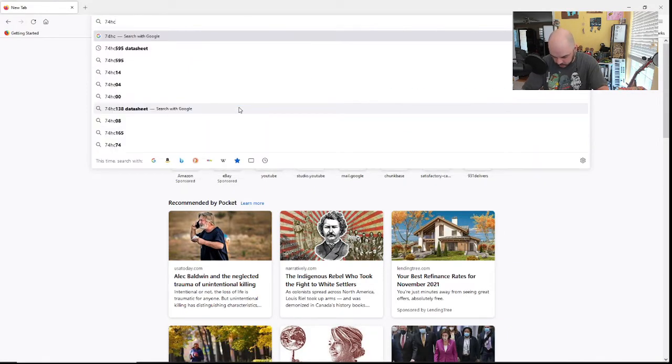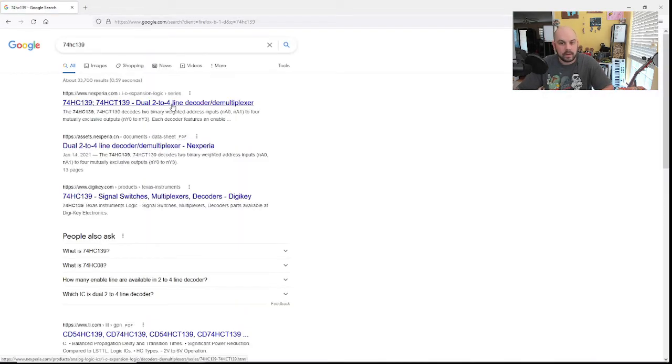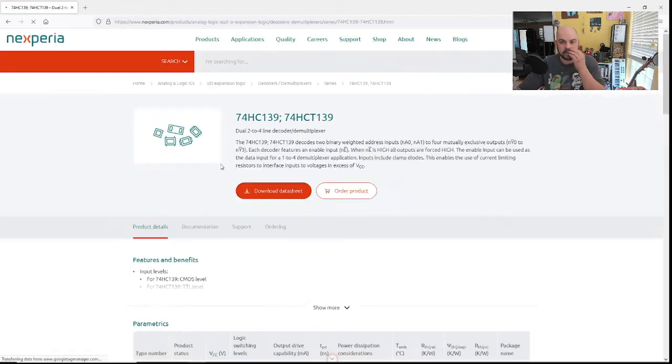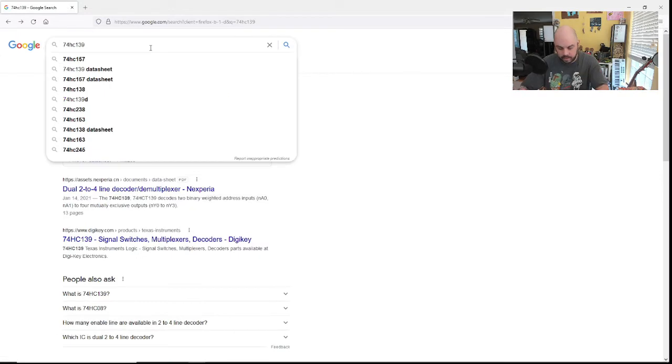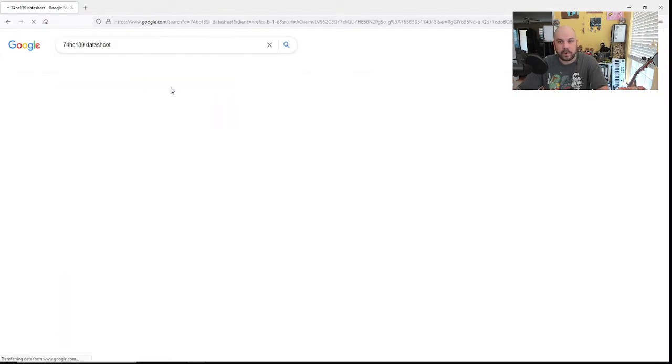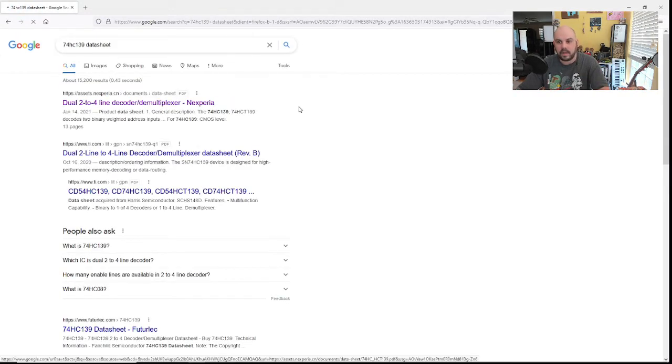74HC, was it 139? 139. Yeah, right here. Does this have the actual data sheet? Nope, it doesn't. We should be able to pull up a picture showing this.